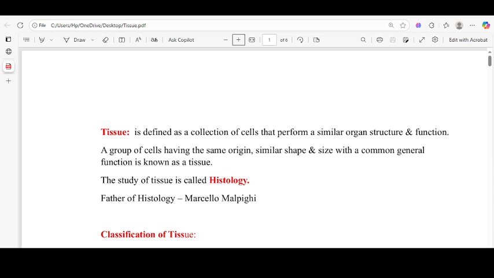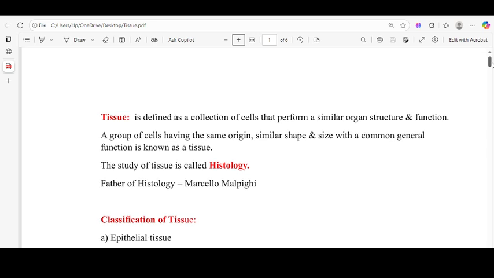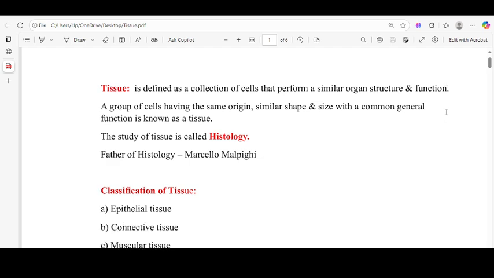What is a tissue? A tissue is defined as a collection of cells and groups of cells that are made of similar structure and perform a similar function. So that's called the tissue. And another definition: a group of cells having the same origin, similar shape and size with a common general function is known as a tissue.